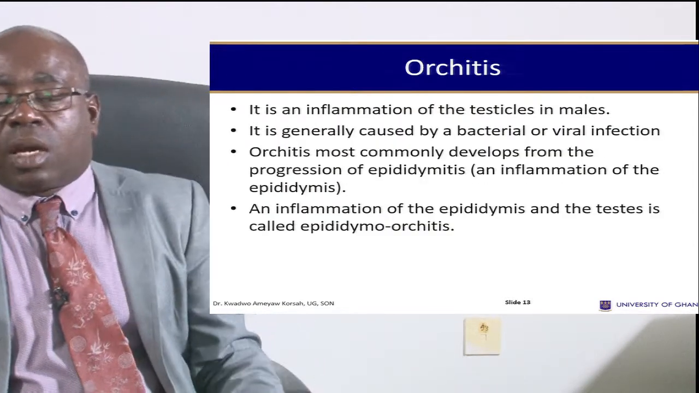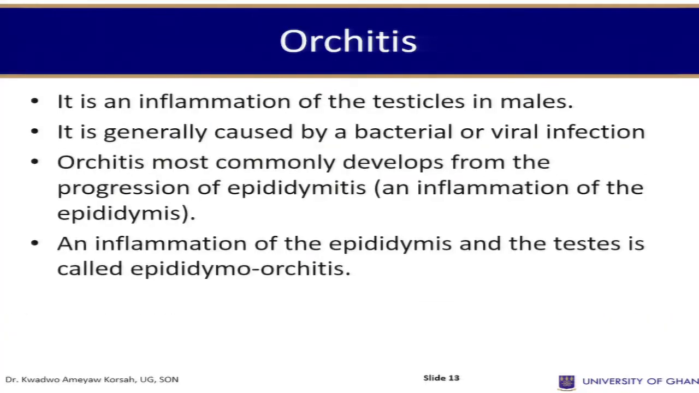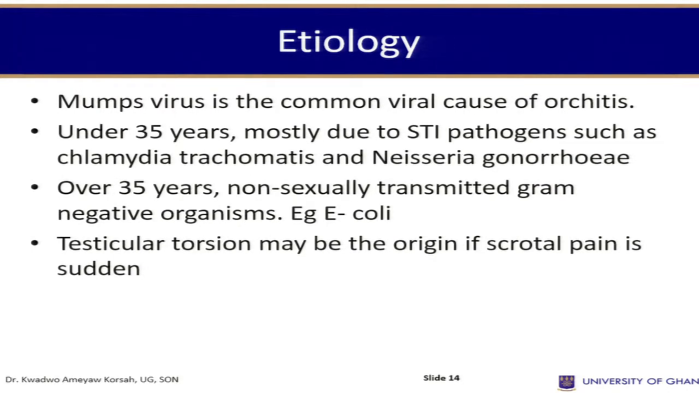And then another condition which is also reserved for the males, we have orchitis, and this is an inflammation of the testicles in males, and it is generally caused by bacterial or viral infection. Orchitis most commonly develops from the progression of epididymitis, and that is the inflammation of the epididymis. When we have inflammation of both the epididymis and the testis, it is called epididymo-orchitis, and this is the combined problem.